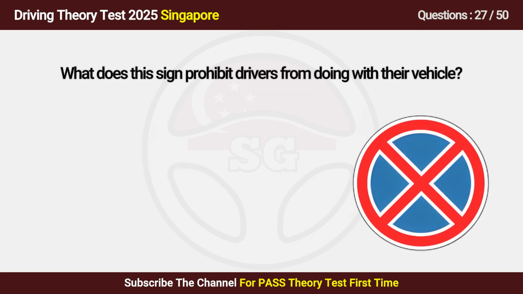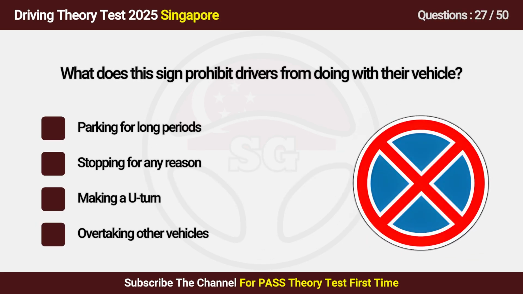Question 27. What does this sign prohibit drivers from doing with their vehicle? A. Parking for long periods. B. Stopping for any reason. C. Making a U-turn. D. Overtaking other vehicles.